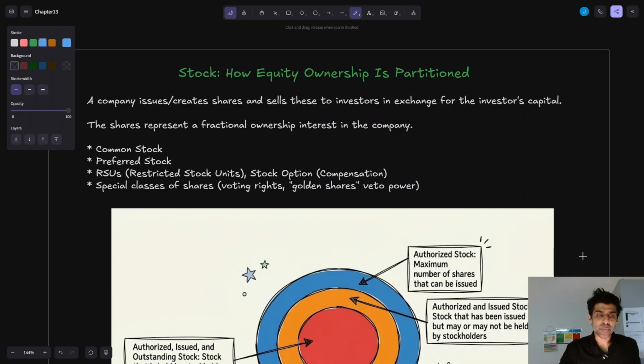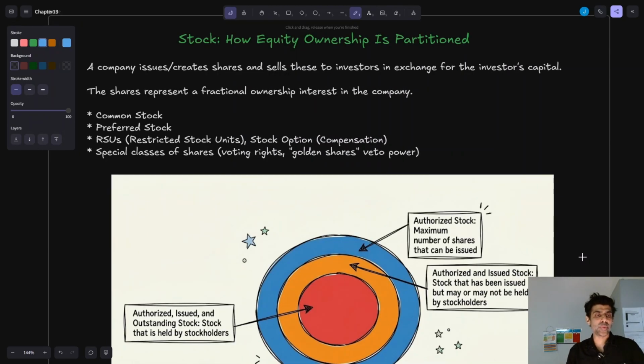How is equity ownership partitioned? Well, as we know, a company issues, or you can think of it as creates, shares. Those shares represent some participation in the business. In exchange for participation in the business, investors will give capital, and it's usually in the form of cash. Those are the two parts of the transaction: issuing the shares to the investor and the investor giving the company cash.